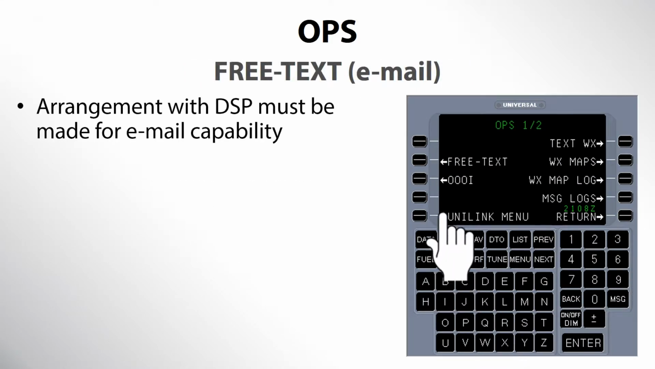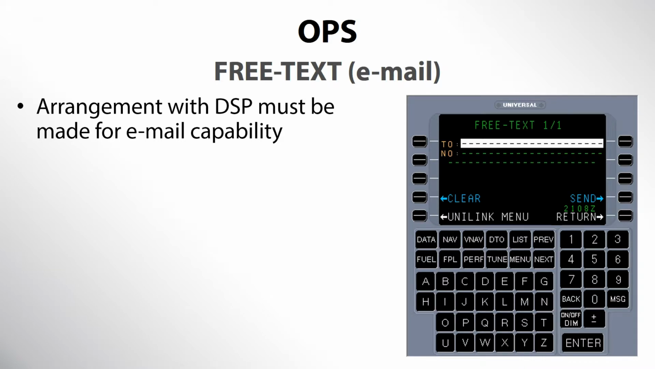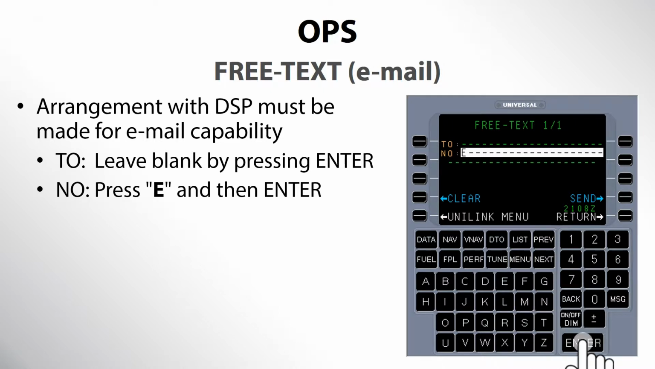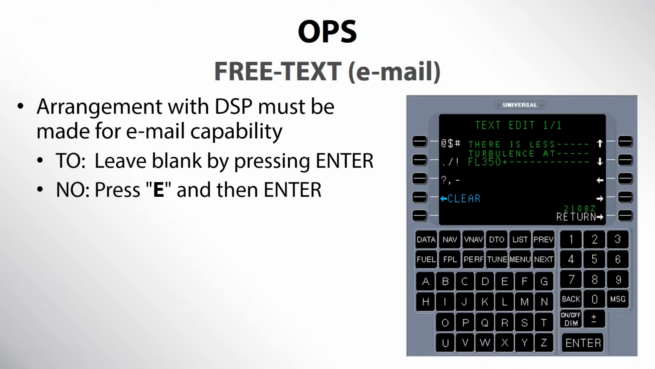You can use free text to send an email if you make an arrangement with a DSP. Specific detailed instructions for email operation may differ from the following procedure depending on the service provider. What follows is the general procedure. With the To line active, press Enter to advance to the Number field. Enter E in the first position of the Number field and press Enter.